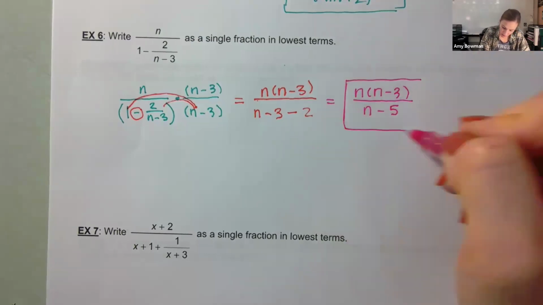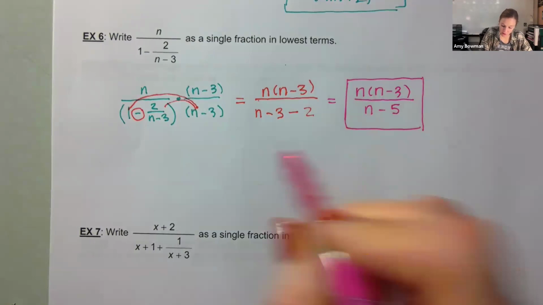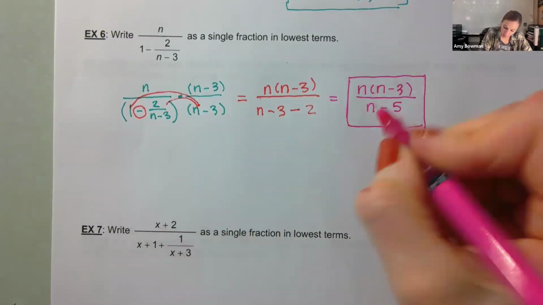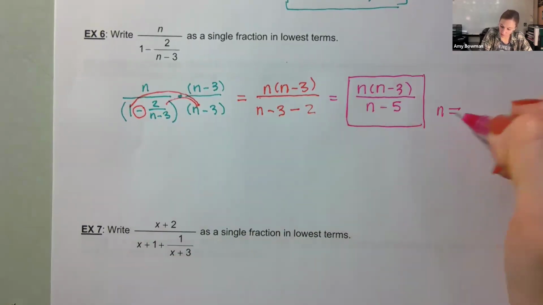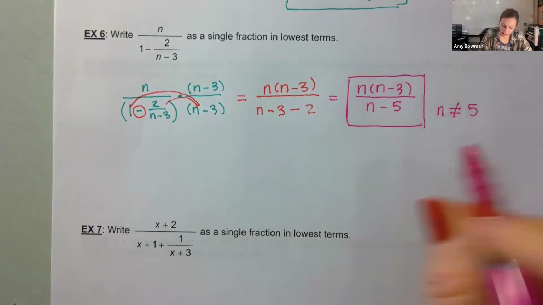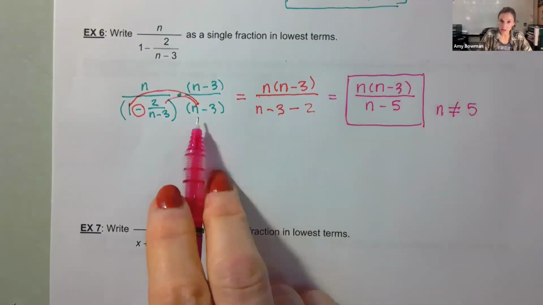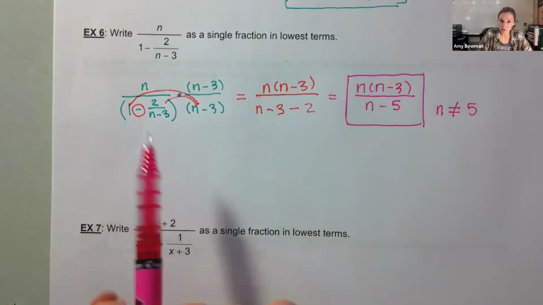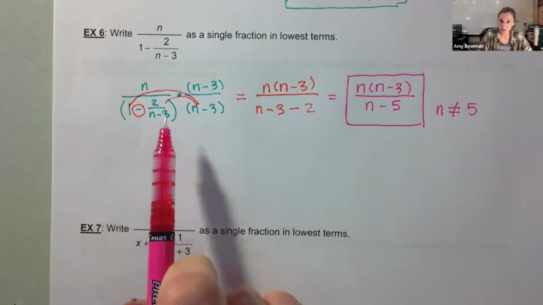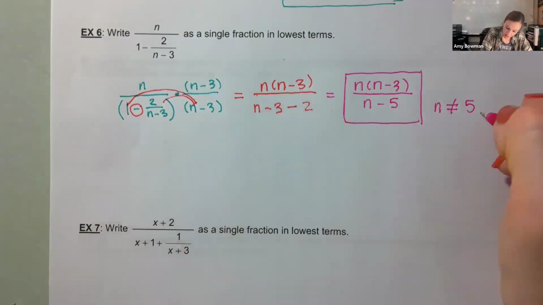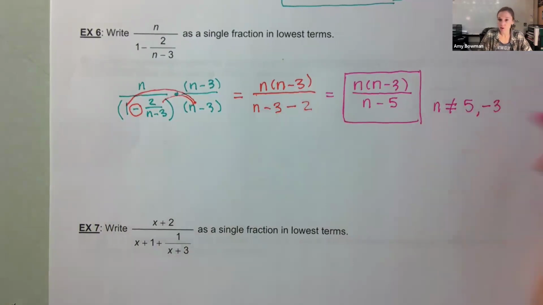And then we just need restrictions on n. Restrictions on n, obviously n can't be 5, but remember that anything that was in the denominator at any point cannot be 0. So that means n minus 3 also cannot be 0. So n cannot equal 3.